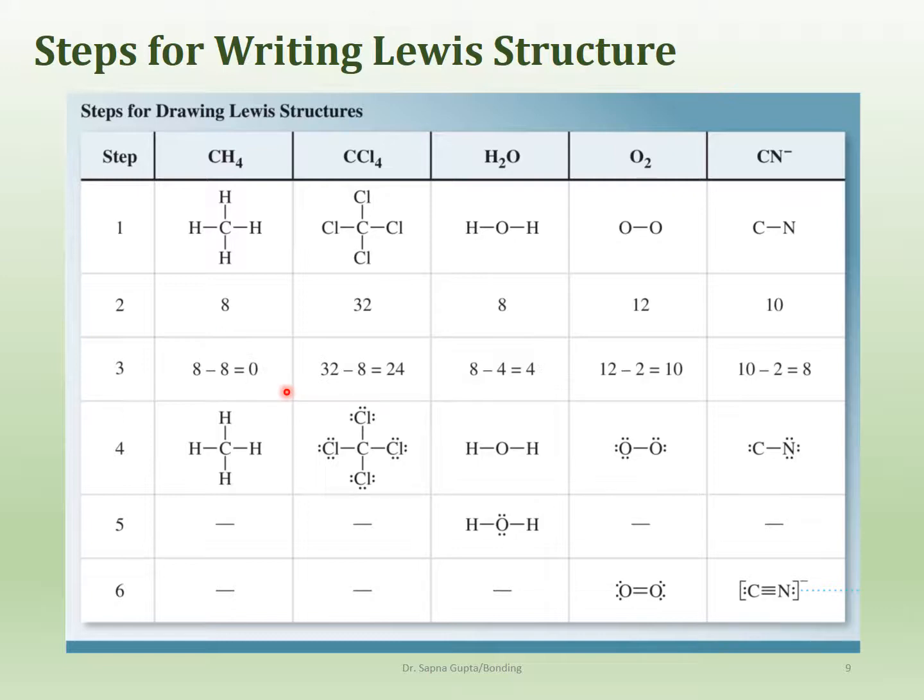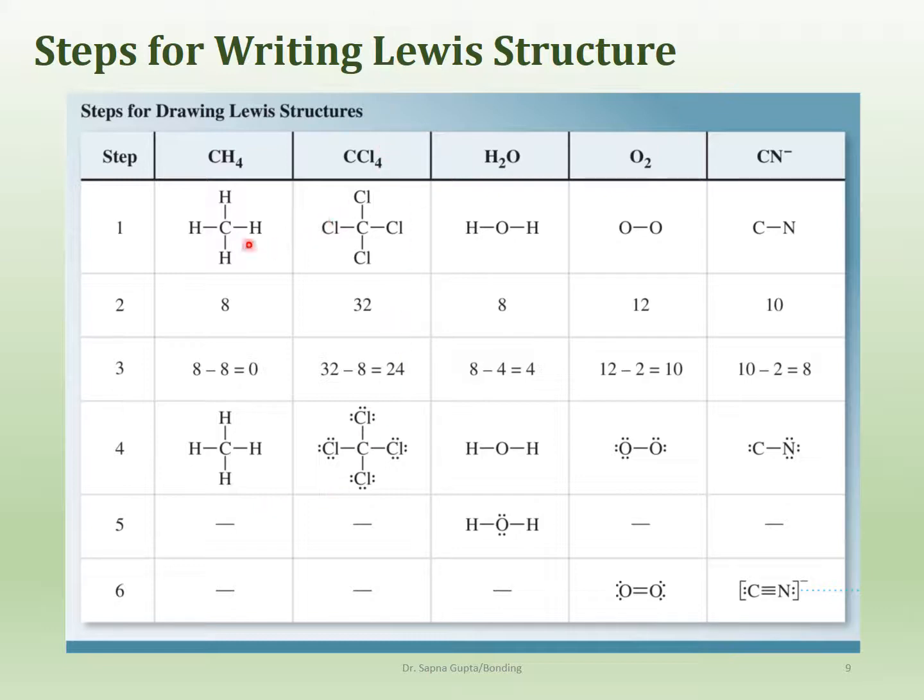Step number 3: are there electrons left over? So you look at the total number of electrons you counted, which is 8, and then you look at the bonds that you formed here, which is 1, 2, 3, 4. Each bond has a pair of electrons, and so that is 8 electrons. So 8 minus 8 is 0, which means there are no electrons left over. Therefore, this is the structure of CH4. There's nothing else to do.